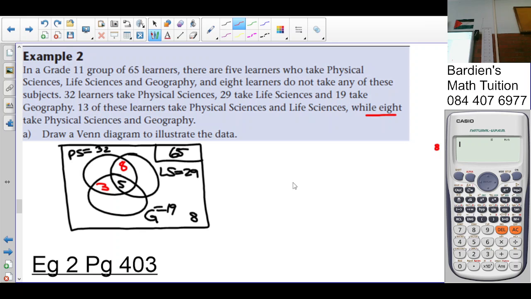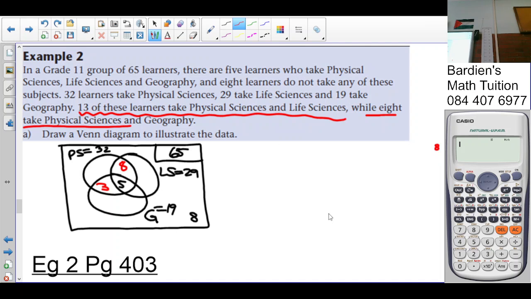You can read again. While 8 takes physical science and geography. Physical science and geography is 8. So this is physical science and geography. 13 of these learners takes physical science and life science. Oh, I underlined the wrong one. I've marked the wrong one. Okay, you all agree with that? Because when I was adding now, it didn't make sense either. Okay, now it should be making sense.